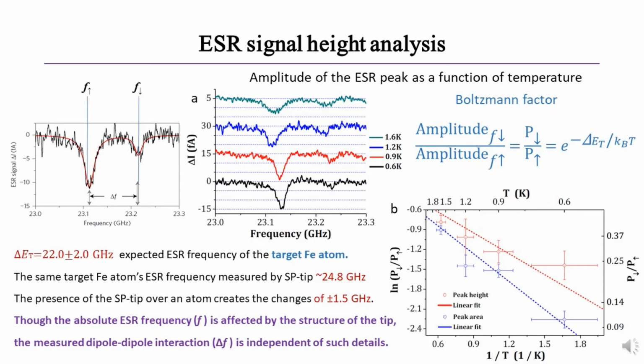Here I would also like to note that the spin relaxation time of the iron target atom was measured by pump probe spectroscopy to be about 100 milliseconds, which is much faster than the data point averaging time in the ESR spectrum, which is about 1 second. Therefore, our ESR spectrum here on the iron sensor statistically samples the thermal population of the target iron spin at each data point.